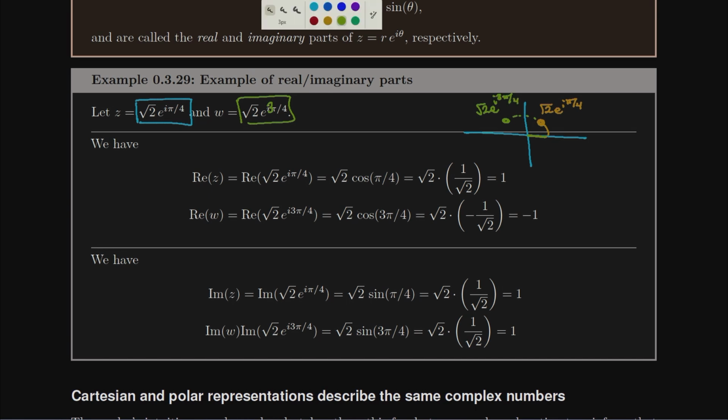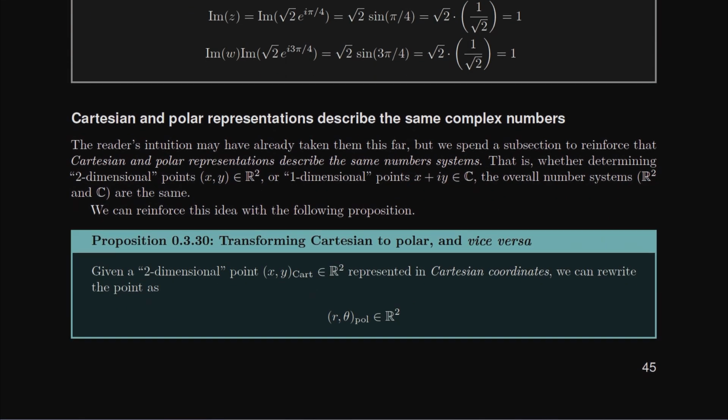If we think about the real and imaginary parts here, well, the real part is just how far to the right these points are. Well, the first point is 1 unit to the right. The second point is 1 unit to the left, also known as negative 1 units to the right. And then the imaginary part is how tall they are. Well, they're both 1 unit above the x-axis, so the imaginary parts are just giving me 1 for both of those points. It does make sense either way you like to think about it.